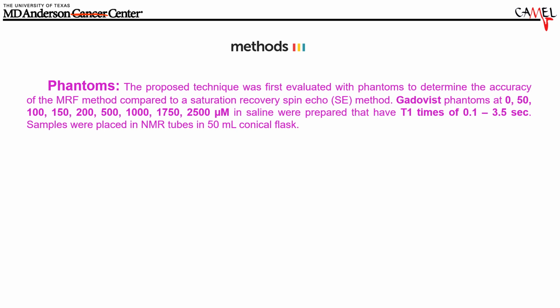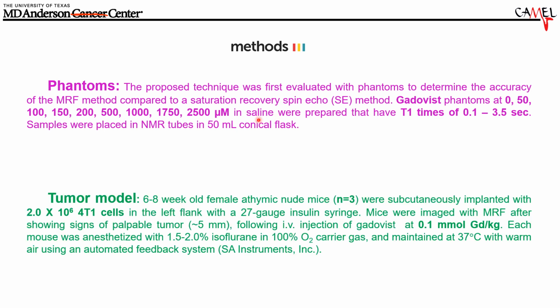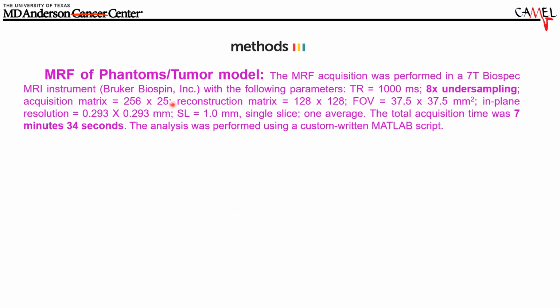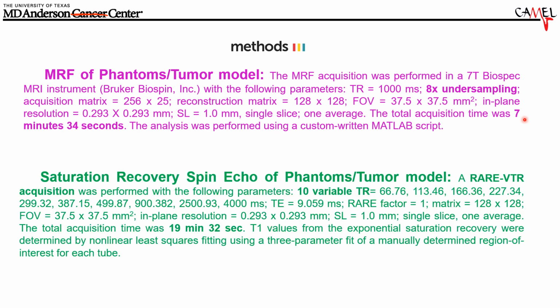So in terms of methods, we created phantoms doped with gadolinium. We also developed a 4T1 tumor model for the in vivo studies. We then performed MR fingerprinting using relatively standard MRF parameters with 8 times undersampling, and that allowed a total acquisition time of 7.5 minutes for both the phantoms and the tumor model. We also did a standard saturation recovery spin echo method, which was 19 minutes and 32 seconds, performed very carefully so that we can ensure that we have accurate and precise T1 times for this so-called gold standard method, to which we will compare the MRF.